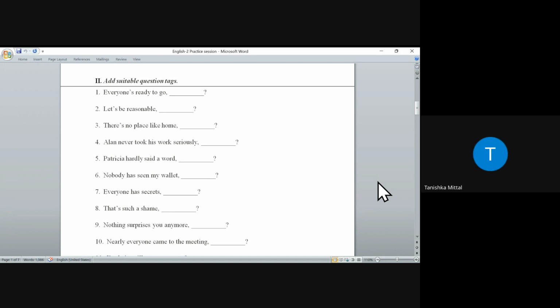Ma'am, what is the third one? The third one will have to be, I think, not "is there". I think it's "isn't it". There's no place like home, isn't it? Because you have to use the negative form. So anyway, "is" will become "isn't", and "isn't it", because this is a cleft sentence. "There" doesn't have any meaning, right? So isn't it? Okay.